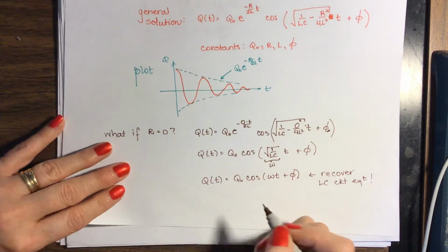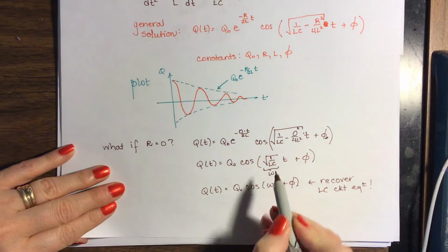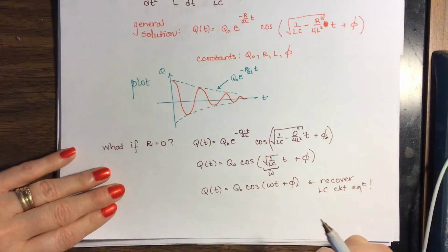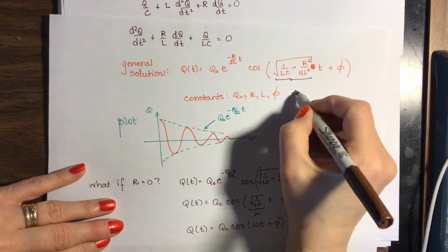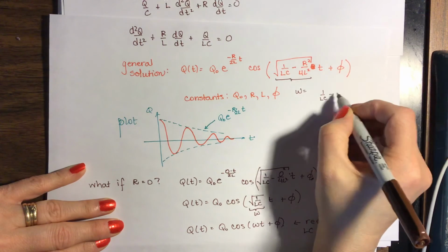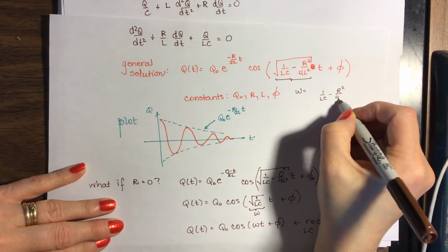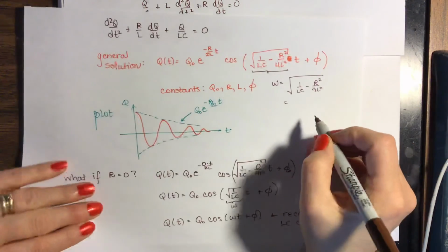We always hope to recover it. So this is what we have in an LC circuit, where our angular frequency is the square root of 1 over LC. In this expression, omega equals the square root of 1 over LC minus R squared over 4L squared. This is the angular frequency of an RLC circuit.